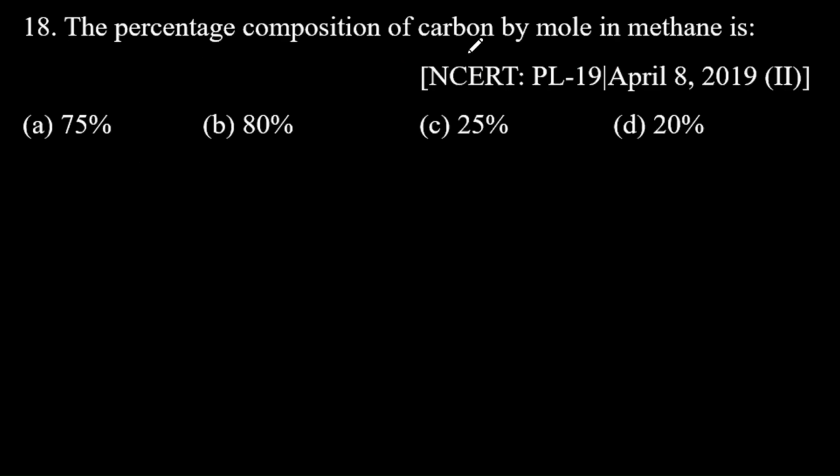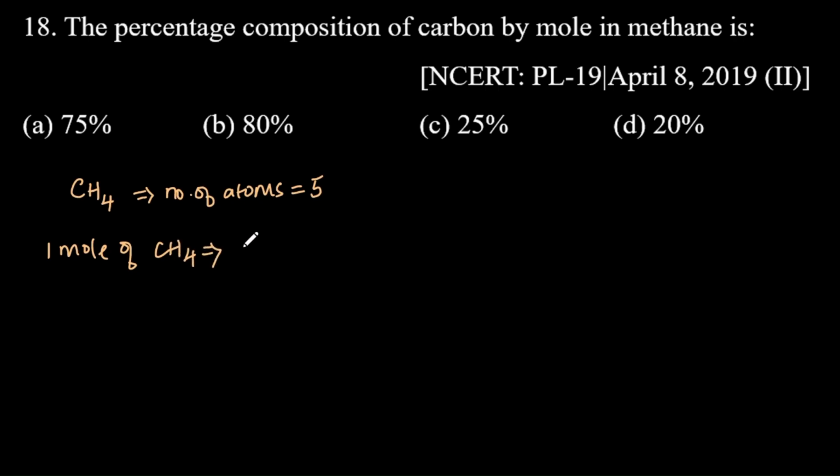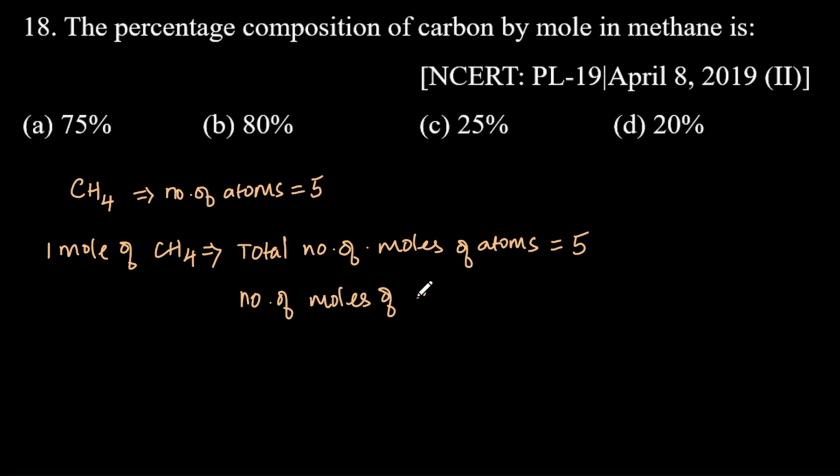The percentage composition of carbon by mole in methane is asked. Methane is CH4. In one molecule of methane, the total number of atoms is 5. So if you consider 1 mole of methane, the total number of moles of atoms is equal to 5. And out of the total number of moles of atoms, the number of moles of carbon atoms is 1, because in a CH4 molecule only 1 atom of carbon is there.